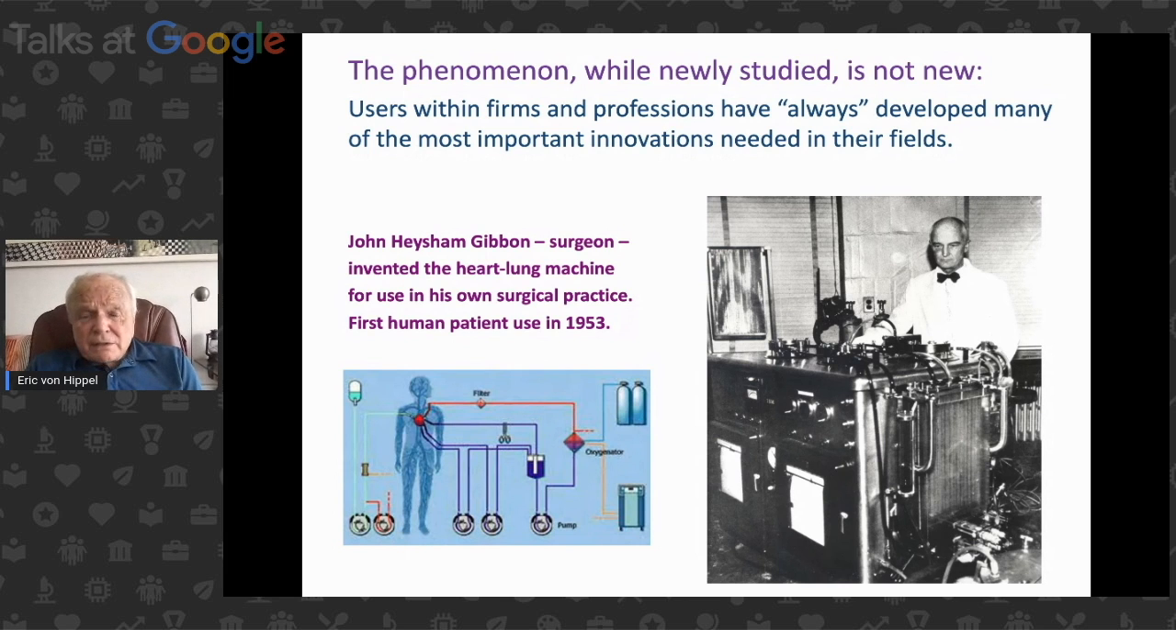It was needed because children in the 1930s, when he began this work, were dying on the operating table because they had rheumatic heart disease. And his neighbor's child died on the operating table, and he said, "This is enough. We need a heart-lung machine."